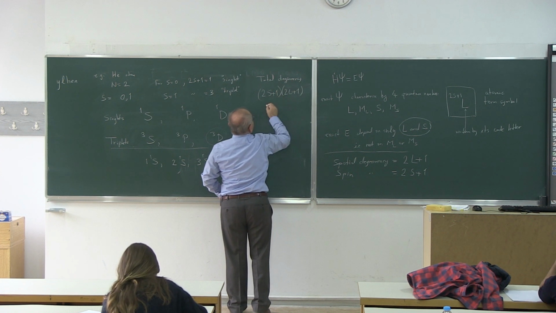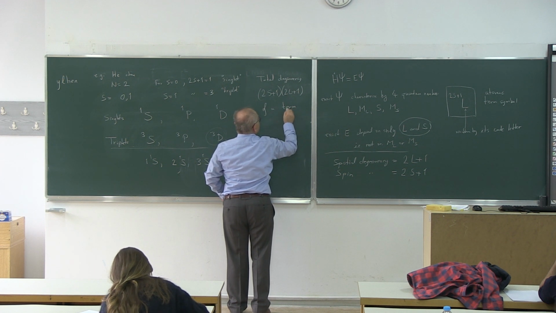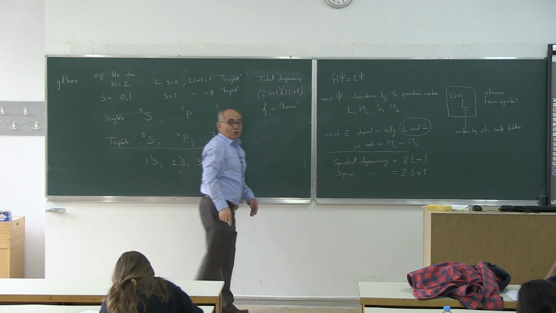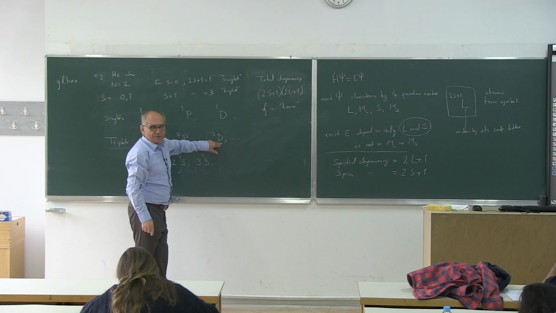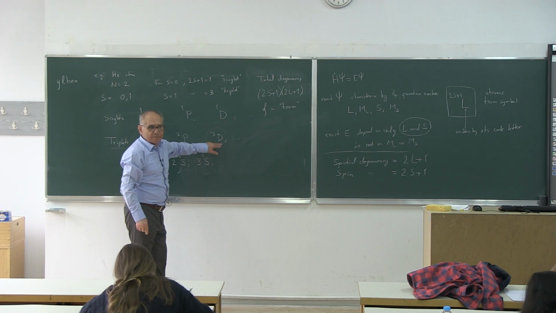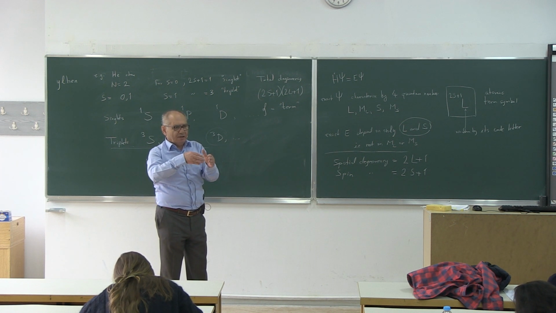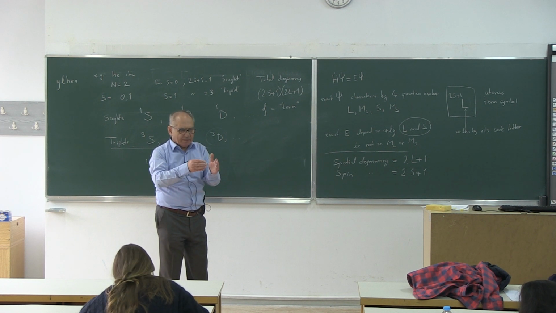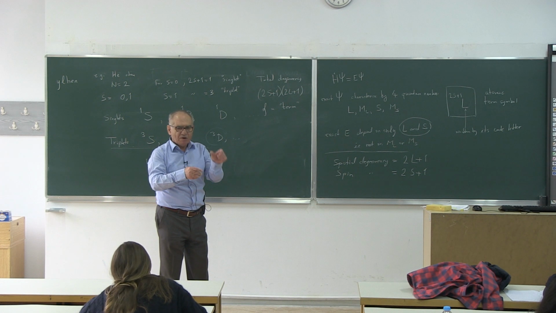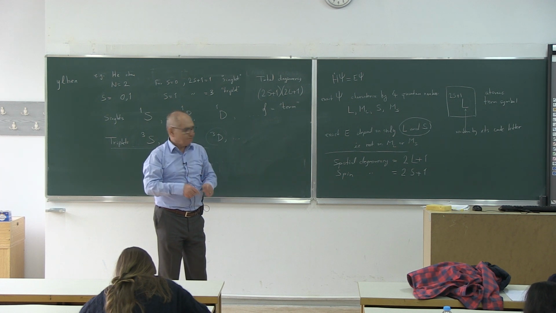Total degeneracy of a term. So in this case, what is the total degeneracy? 3 times 5, 15. It means that there are 15 different functions, including spin and space variables. There are 15 different functions. All these 15 functions have the same energy. So the total degeneracy is 15.